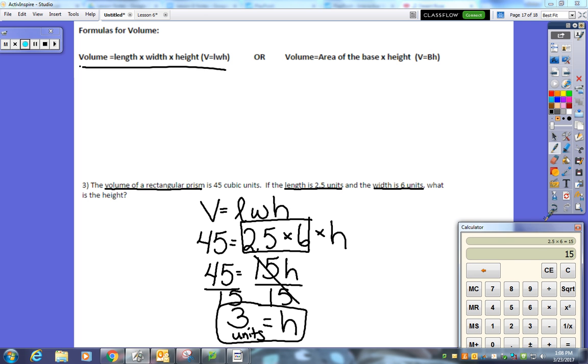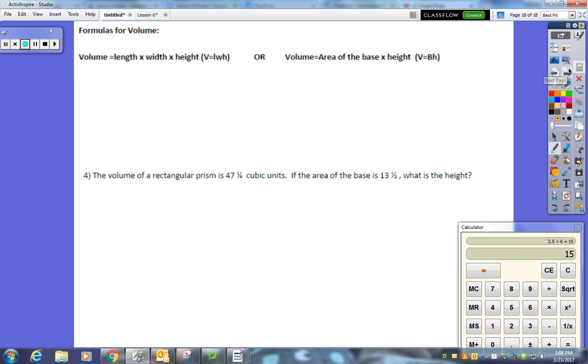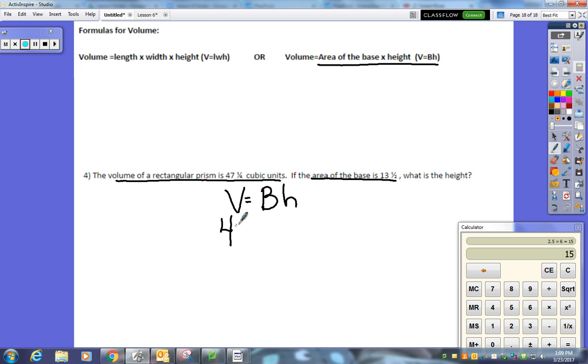Okay, so now we'll look at one other example. In this example, it says the volume of a rectangular prism is 47 1/4 cubic units. If the area of the base is 13.5, what is the height? So notice this time we're given the area of the base and height to work with. So that means we want to use the other formula. The volume equals the area of the base times the height. So my next step is going to be to replace the volume with 47 1/4, to replace the area of the base with 13.5, and I'm just going to put that right next to h for height.